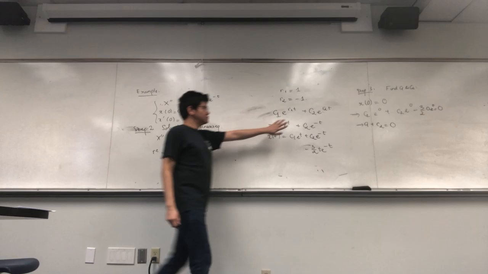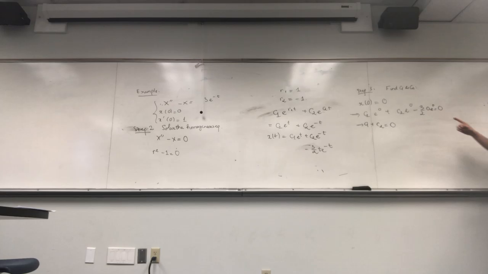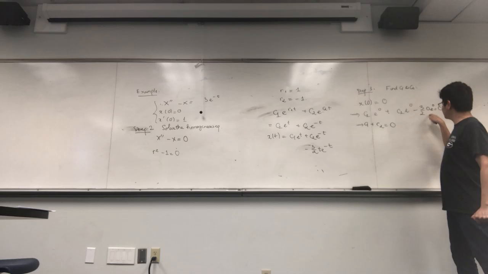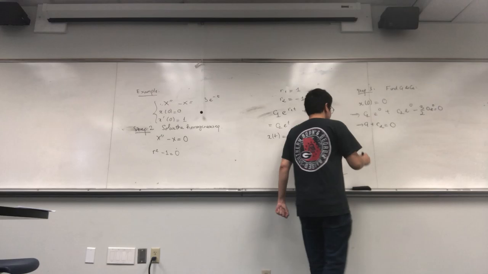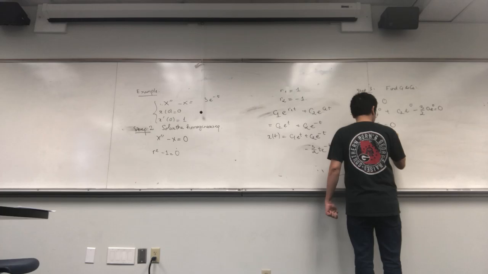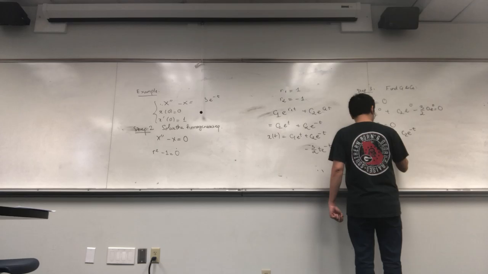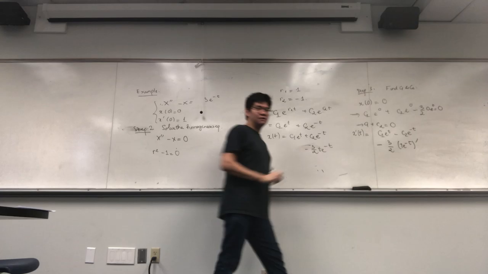The next step that we have to do is to find C1 and C2, right? Because x(0) is 0, you have C1 plus C2 minus 3 over 2 times 0 is 0. Because here this is 1 and this is 1, so you have C1 plus C2 is 0. All right? Now let us compute x prime of t to use the second condition, right? So you have C1 e to the t minus C2 e to the power minus t minus 3 over 2 t e to the power minus t, prime.